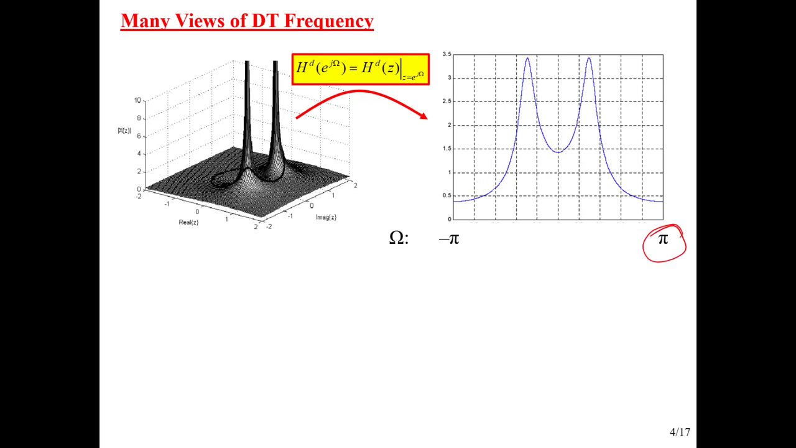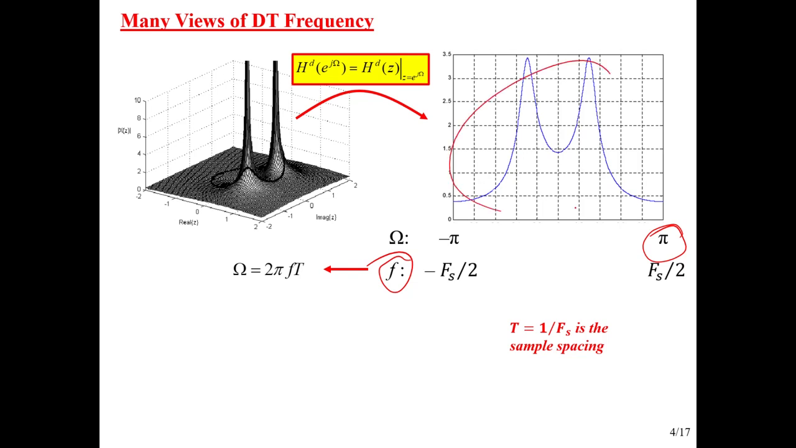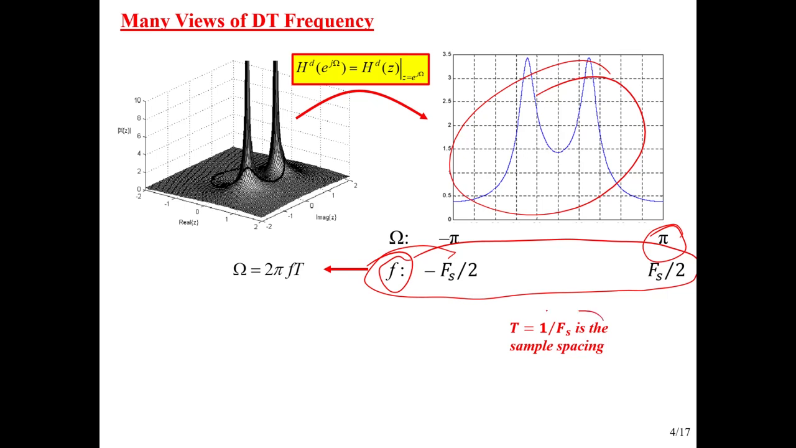Pi here, radians per sample, corresponds to fs over 2 hertz. So we can draw an equivalent frequency axis in hertz. So if we were to take a signal, sample it at fs, run it through this filter, this frequency response plotted on this axis would tell us the effect of that filter on the various physical frequencies of that original continuous time signal. And here I'm just pointing out that capital T is 1 over fs.